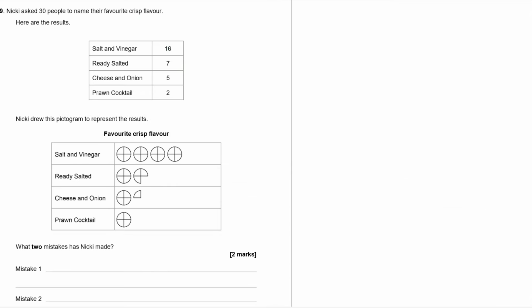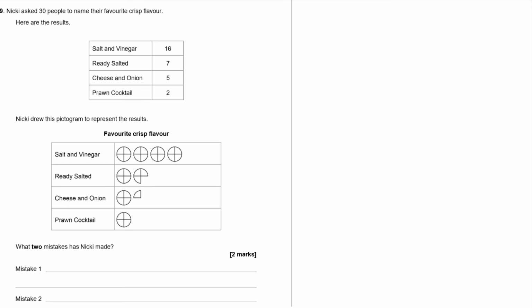Question 9. Nikki asked 30 people to name their favourite crisp flavour. Here are the results. Salt and vinegar, 16. Ready salted, which is the superior flavour, is 7. Cheese and onion is 5. And prawn cocktail is 2. Nikki drew the pictogram to represent the results. So she's got some symbols there for 16, and some symbols for 7, and some symbols for 5, and some symbols for 2. Okay. So, what 2 mistakes has Nikki made?